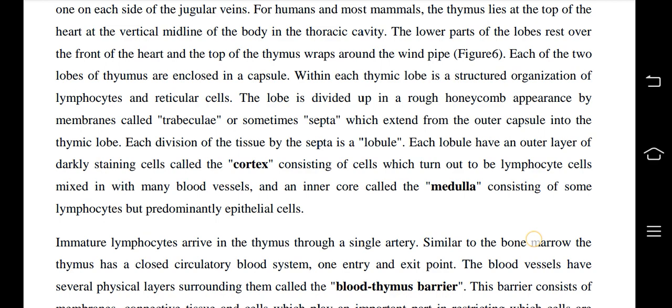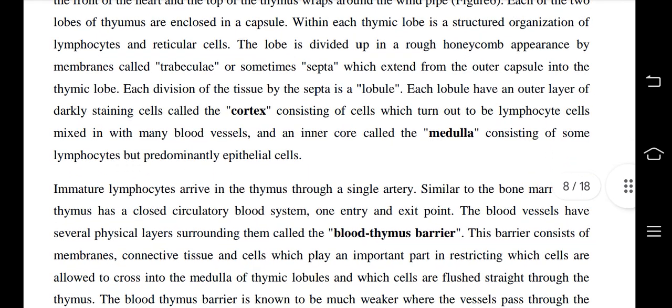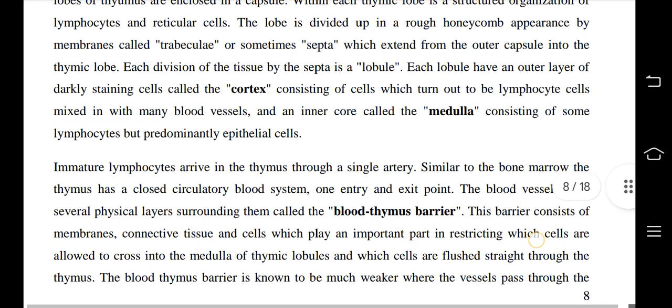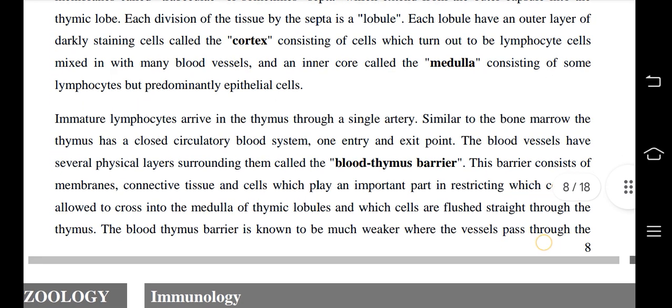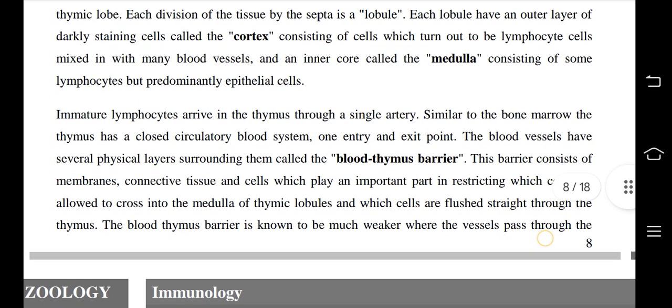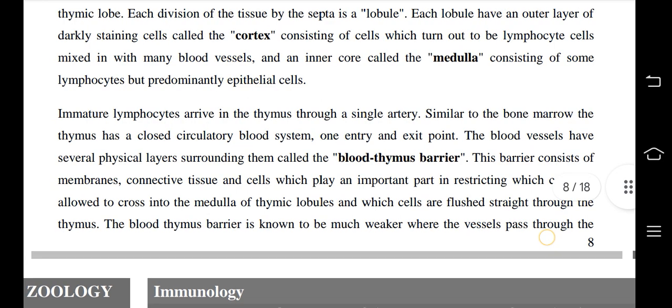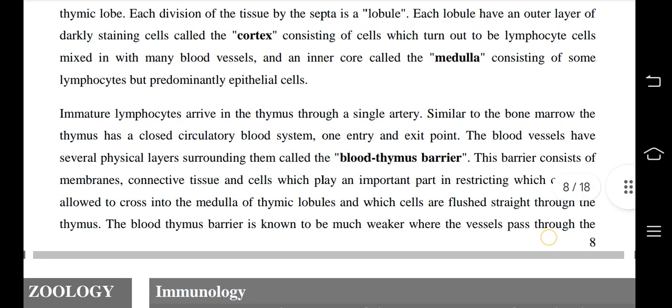Each division of the tissue by a septum is a lobule. Each lobule has an outer layer of darkly stained cells called the cortex, consisting of lymphocyte cells mixed in with many blood vessels, and an inner core called the medulla, consisting of some lymphocytes but predominantly epithelial cells. Immature lymphocytes arrive in the thymus through a single artery.